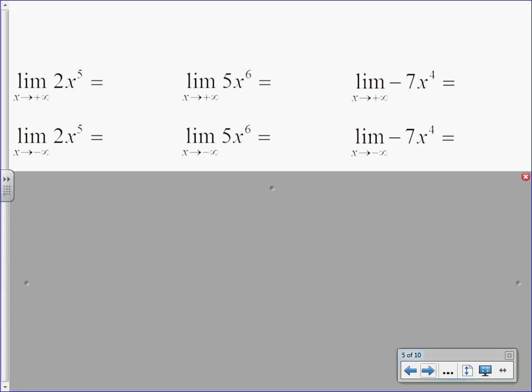So let's talk about 2x to the fifth. When we are evaluating the limit as x approaches positive infinity, we're talking about the right side of the graph. So what's happening on the right side of the graph? Are we rising or falling? Rising, because we have a positive leading coefficient. Now, I want the limit as x approaches negative infinity. That's talking about what is happening on the left side of the graph. We have an odd degree, so what's happening? It's falling towards negative infinity.